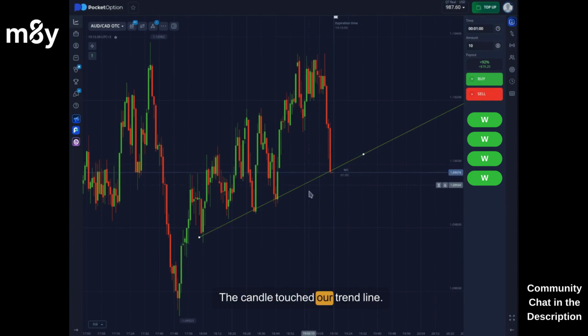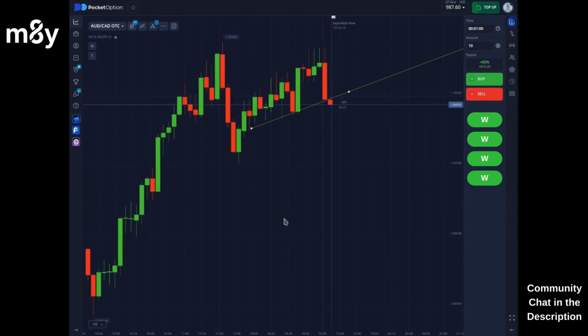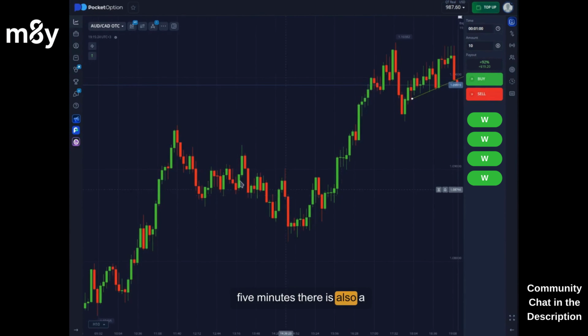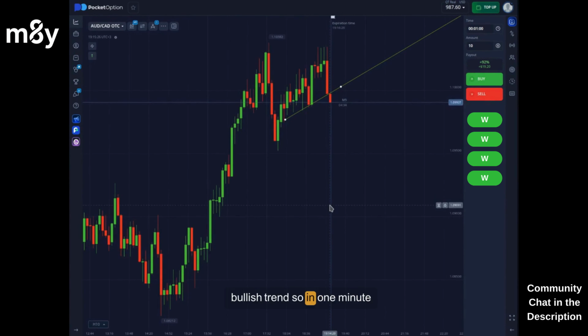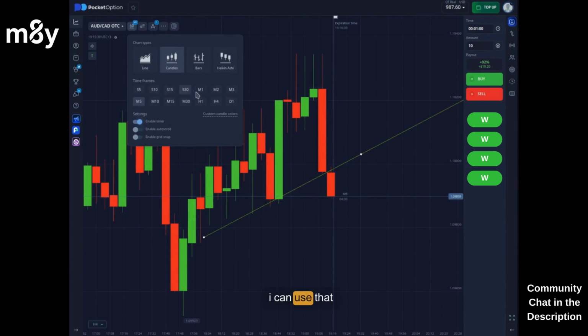Okay, the candle touched our trend line. We have a round number. We are getting a green candle right now. I will go and check the 5 minutes. Okay, in 5 minutes there is also a bullish trend. So in 1 minute and 5 minutes trend is the same. I can use that.